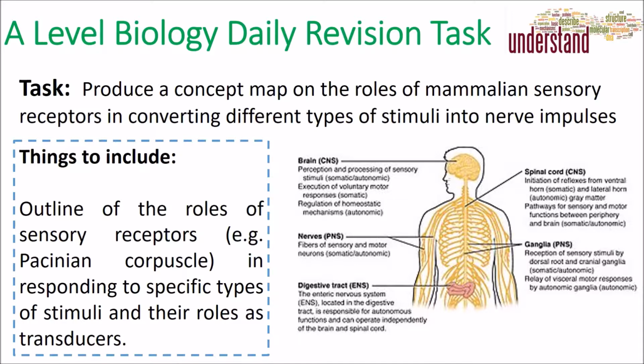In today's task, you are asked to produce a concept map on the roles of mammalian sensory receptors in converting different types of stimuli to nerve impulses. The following short video will outline the role of the Pacinian corpuscle in producing sensory impulses and generator potentials.